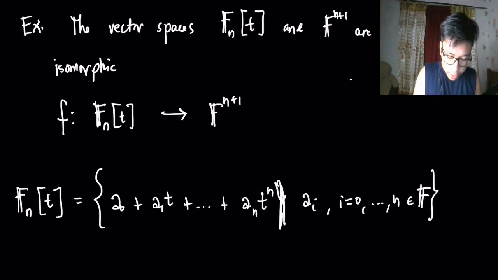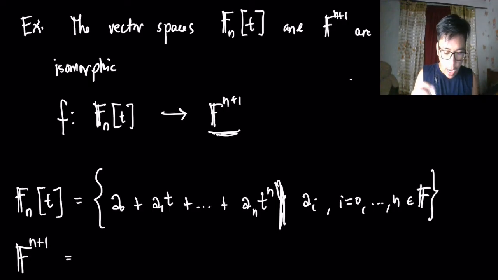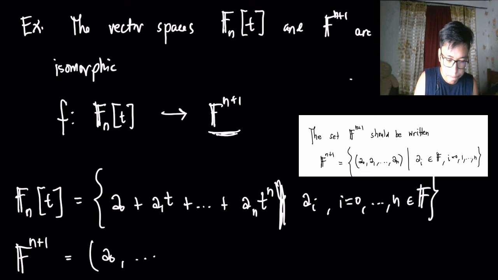Okay, now, how does that look like? So F to the n plus 1 is actually a vector form wherein it consists of an n plus 1 tuple. So that means you have a sub 0, a1, up until a sub n.